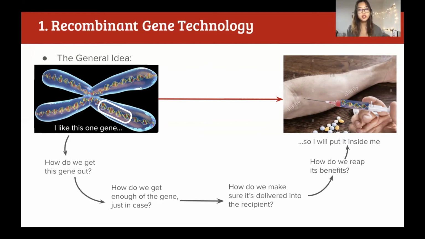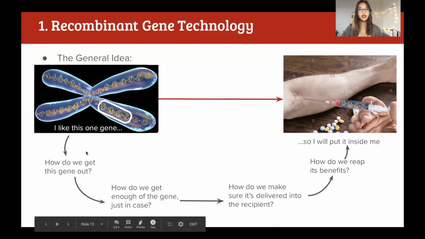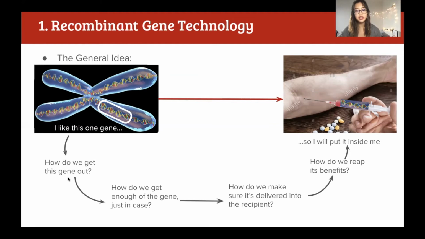So it's important that we understand why exactly we're doing these things, because if not, we're just blindly memorizing. So not exactly the best thing. So, okay, I like this one gene, right? But then I have to ask myself, how do I get this gene out? How do I take this gene out of the cell, out of the chromosome that it's in?